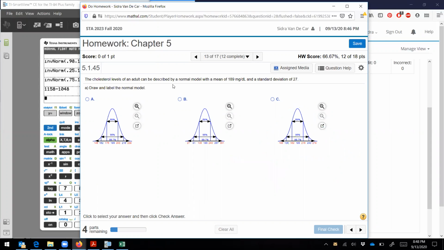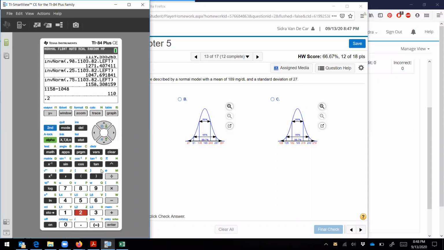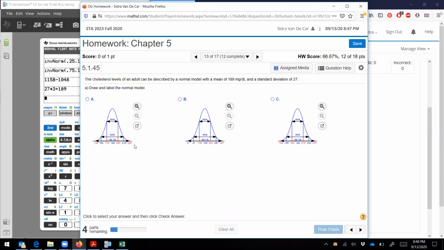The cholesterol levels of an adult can be described by a normal model with a mean of 189 and a standard deviation of 27. Let's find that normal model. So we need 189 in the middle. They've all got that. And then 27 up. So we'll go quickly. 27 times 3 plus the mean, which was 189, is 270. So my top number on these should be 270. This is the only one that is.